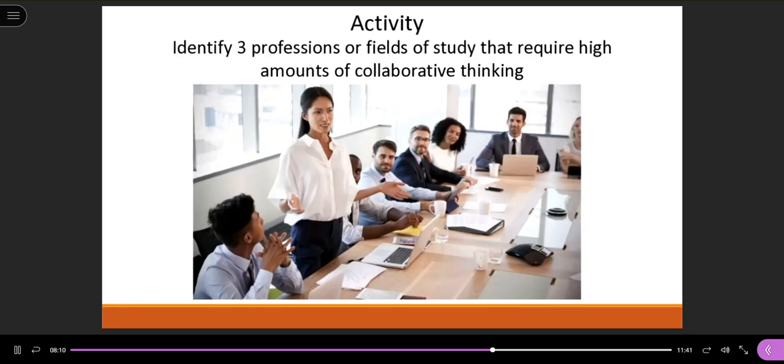I would like everyone to identify 3 professions or fields of study that require high amounts of collaborative thinking. Again, it's very normal in some fields for there to be lots of collaborative thinking as compared to others, where if you're a plumber, you might not do a lot of collaborative thinking. You might spend a lot of time working by yourself.